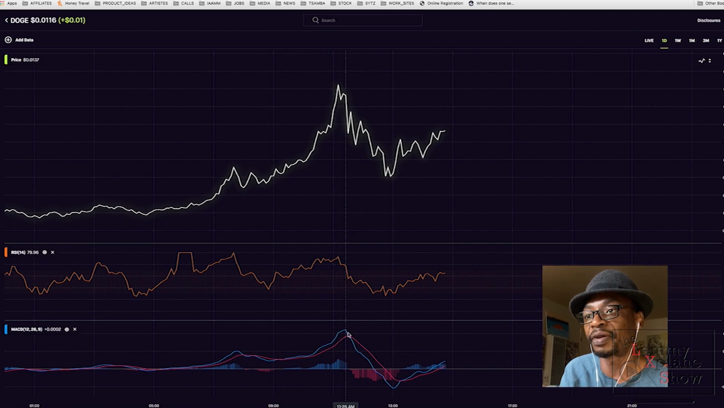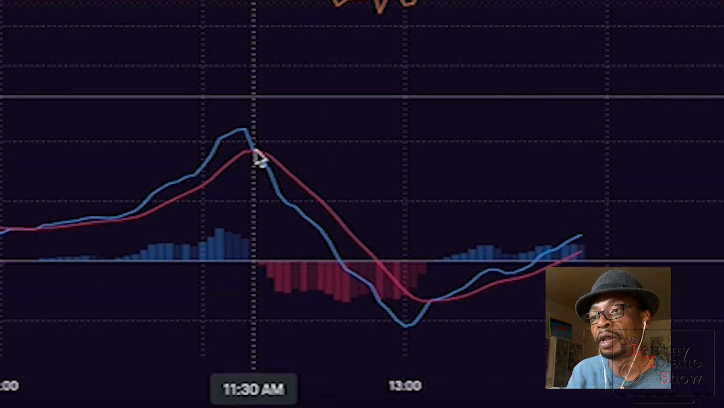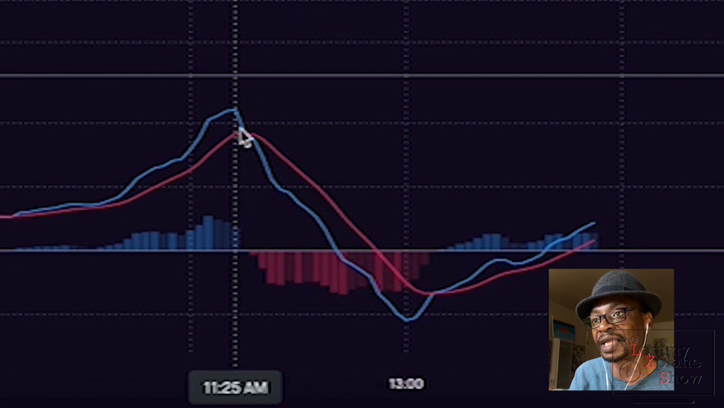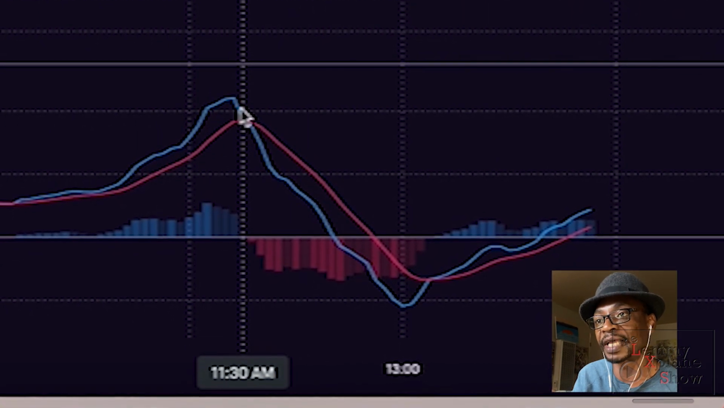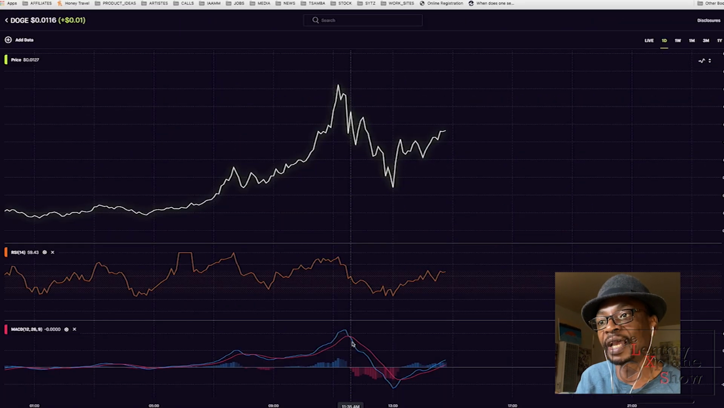blue line appearing like this, I get worried about it. I get ready to exit the stock. So this is where I would exit the stock. Once the line begins to drop, I would exit right there. That's when I would sell. And if it crosses over, I'm definitely out.